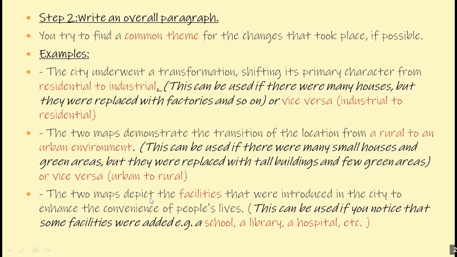If the two maps depict facilities that were introduced in the city, for example, maybe they built a school and a library and a hospital and a lot of things like that, then you can call them facilities that were introduced in the city to enhance the convenience of people's lives. These are just examples. You don't have to memorize these examples. You can just study them. And every time you are given two maps, you need to think, is there a theme behind the changes?